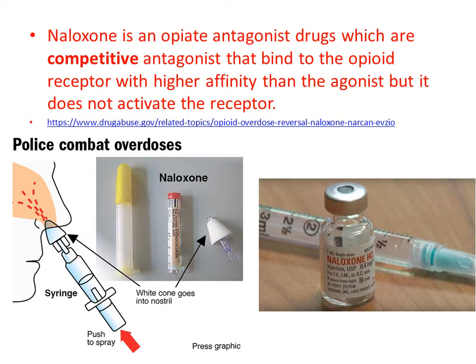An example of reversible inhibition is with the drug naloxone. Naloxone is an opiate antagonist drug. This drug is a competitive antagonist that binds to the opiate receptor with higher affinity than the opiate itself. This is an example of reversible inhibition.